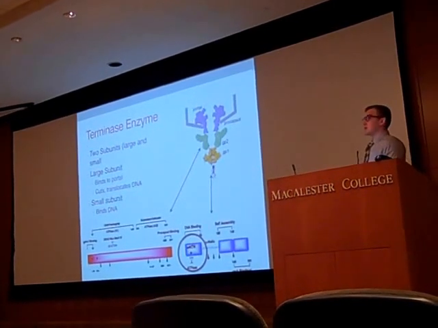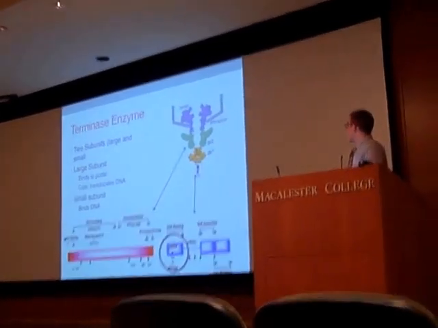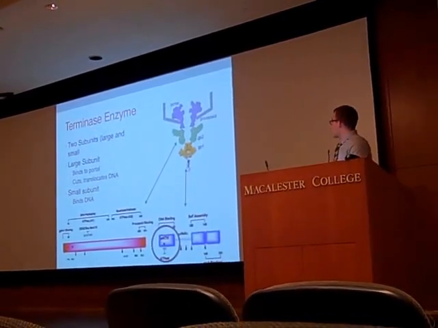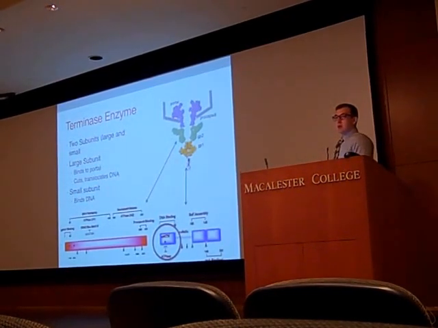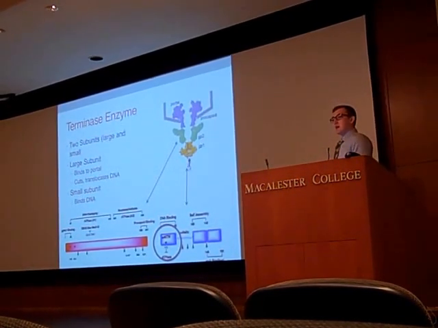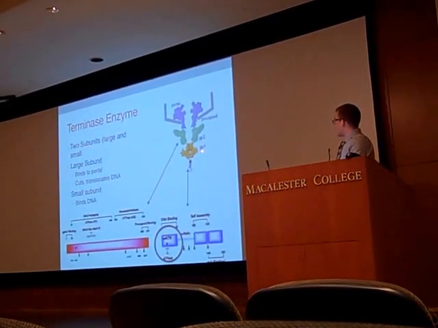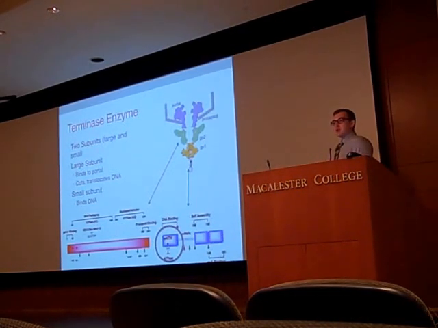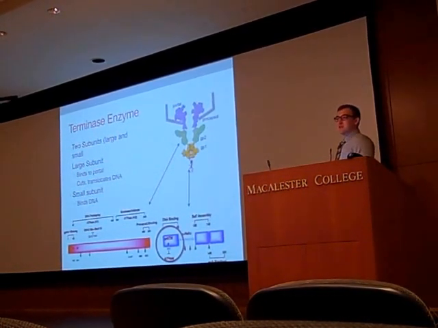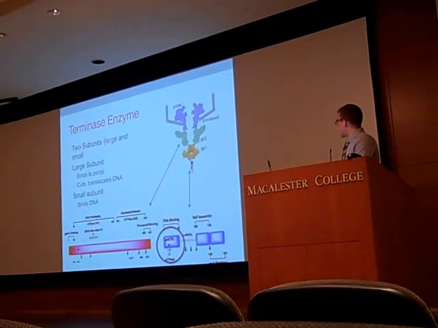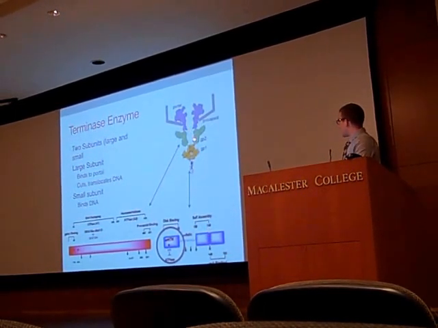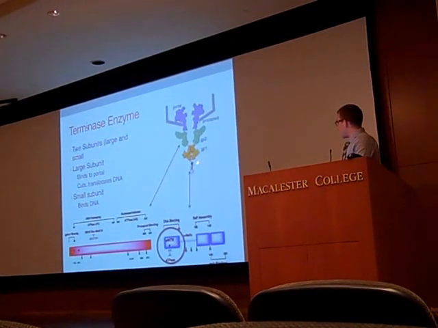The terminase enzyme is composed of two major subunits, the large and small terminase. The large terminase, labeled here as GP2, binds to the portal and is responsible for the DNA cutting and translocating activities of the enzyme. The small subunit, labeled here as GP1, attaches to the large subunit and is responsible for the site-specific DNA binding activity of the enzyme. So you can see down here, there's two major domains of this small terminase, the larger of which binds to the large terminase, and the smaller of which binds to the DNA.